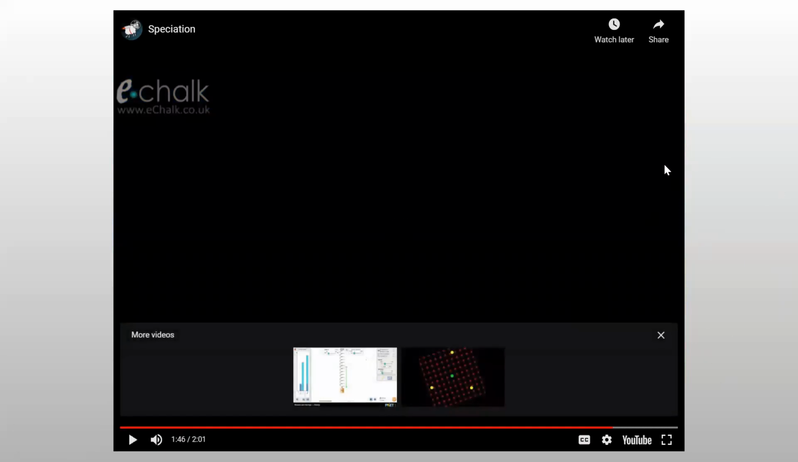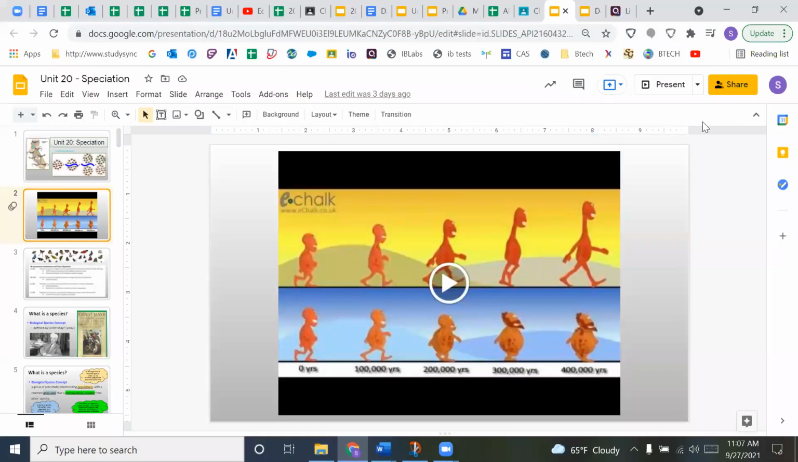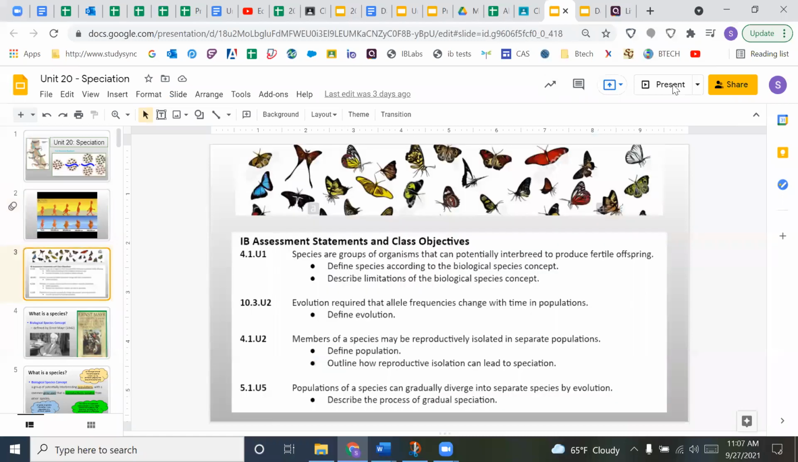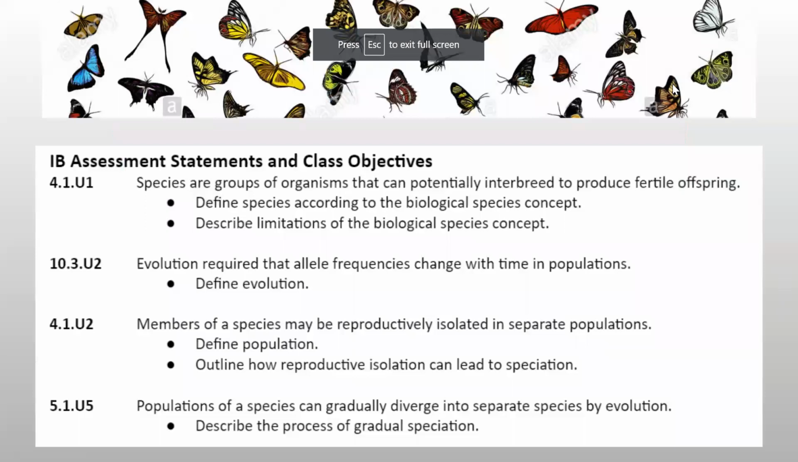Okay, so it mentioned the term allopatric speciation. There is also something called sympatric speciation. So we'll look into the types and ways of how things can become different species. But first, a little bit of background.